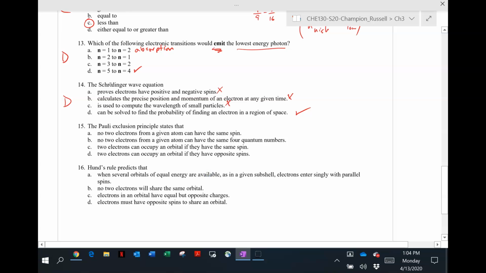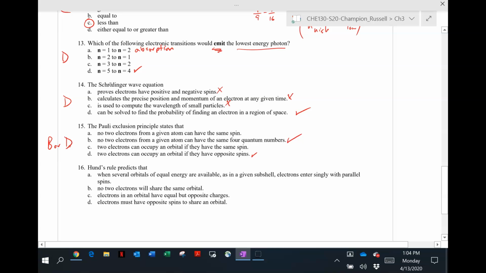The Pauli exclusion principle states that no two electrons from a given atom can have the same 4 quantum numbers. They can have the same spin as long as they're in different orbitals. And 2 electrons can occupy an orbital if they have opposite spins. So either B or D is a good answer there.